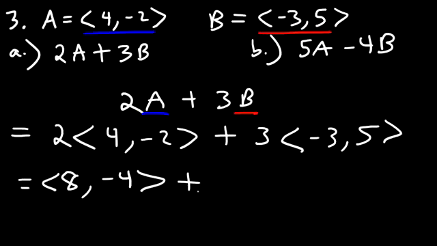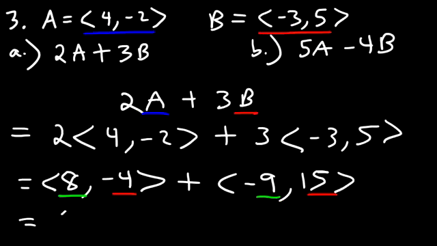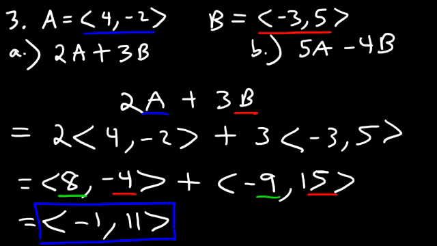Now I'm going to do the same thing with b. So 3 times -3, that's -9. And 3 times 5 is 15. Now, when adding vectors together, you need to add the corresponding x components together and the corresponding y components together. So 8 plus -9 is -1, and -4 plus 15 is 11. So the answer for the first part, that is part A, is -1, 11.